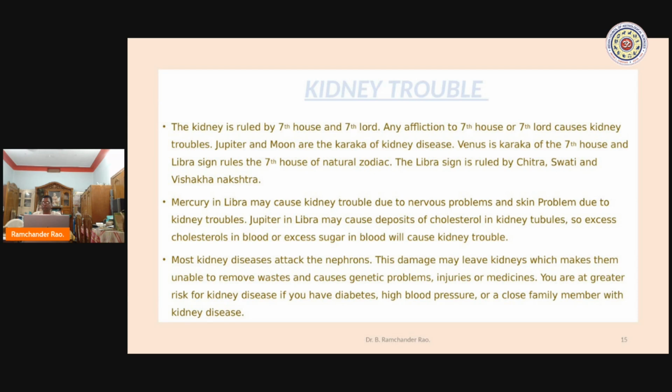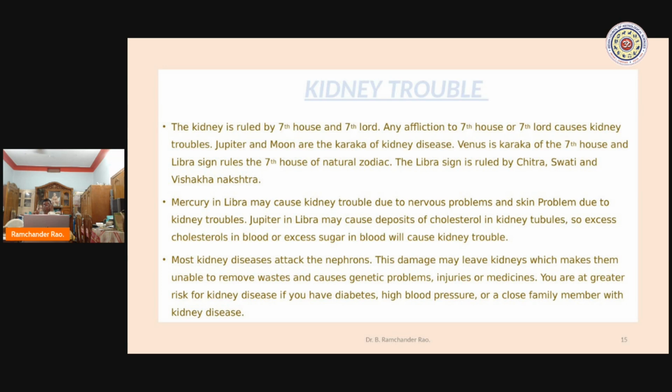Venus is the main karaka of the 7th house, and the Libra sign rules the 7th house of the natural zodiac. The Libra sign is ruled by Chitra, Swati and Vishakha Nakshatra. Libra sign is very, very important. That is, Tula is very, very important, which is owned by Venus.